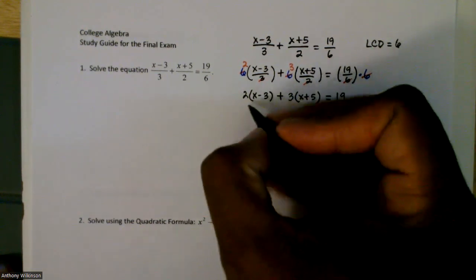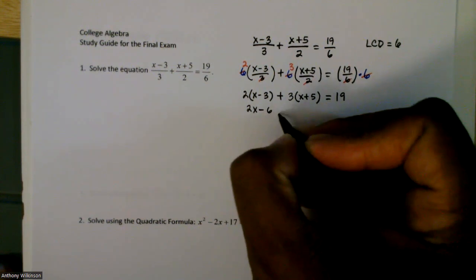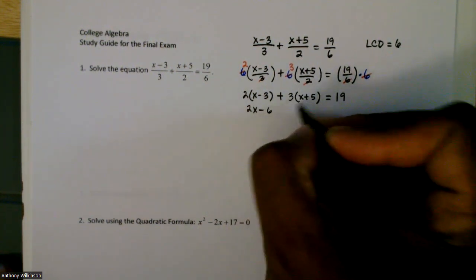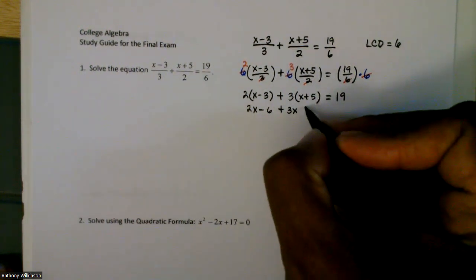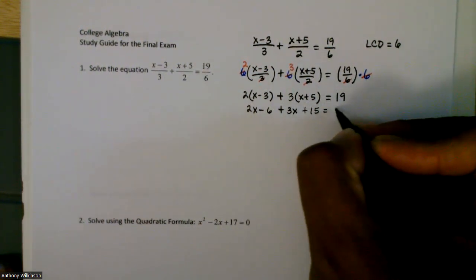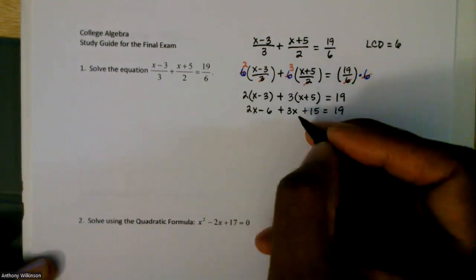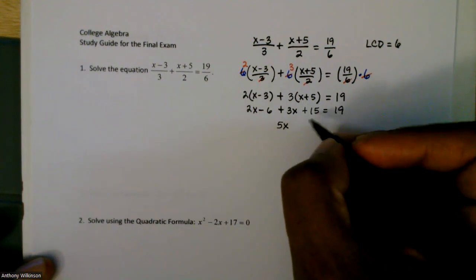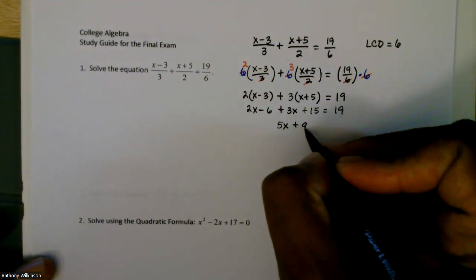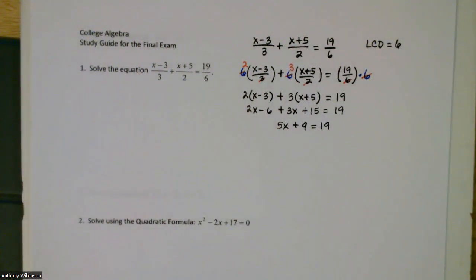If I do 2 times x, that's going to be 2x. Minus 2 times 3 will be 6. And then plus 3 times x will be a plus 3x. And the plus 3 times a plus 5 will be plus 15. And that will be equal to 19. Now let's combine some like terms here. 2x plus 3x is 5x. Minus 6 plus 15 would be a plus 9. And that's equal to 19. So I have 5x plus 9 is equal to 19.